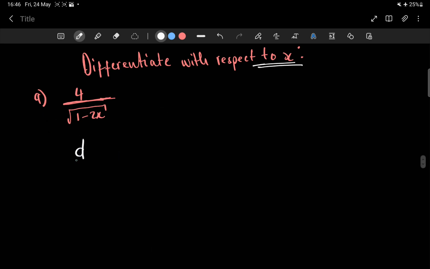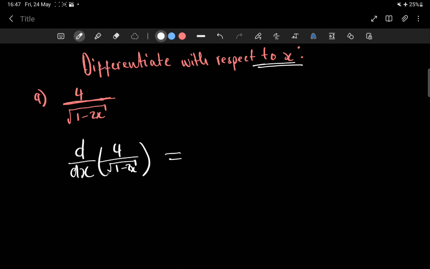So what do you do? You write it as d/dx of 4 over 1 minus the square root of 1 minus 2x. Okay, so that's how to differentiate with respect to x. We are differentiating. This is the other notation. You can go and check. d/dx is the derivative with respect to x. Okay, whatever it is. So now we can go ahead and find it.